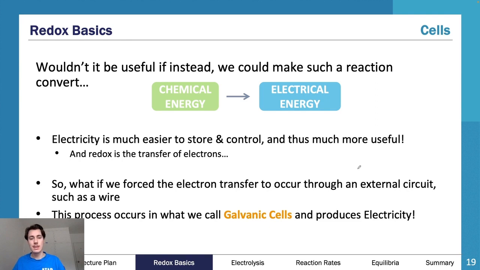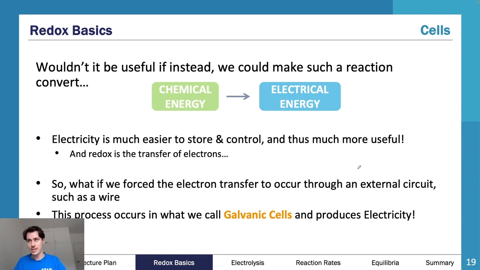We can connect things with wires and say, hey, react. But the only way you can do it is if you send your electrons through this wire. By sending the electrons through the wire, we essentially get electrical energy. That's how current forms, that's how voltage forms, and that's how we get electricity. And this process occurs in what we call galvanic cells. And as I said, it produces electricity.